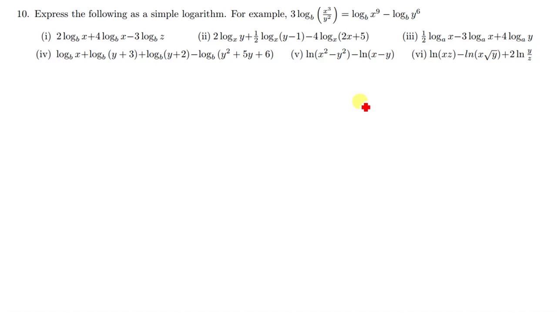Alright, let's quickly start solving this question 10. The question says express each of the following as a simple logarithm. For example, this logarithm can be expressed in that form. Now, how did they come to that, or how did they express this logarithm into that? It's simply just by collecting the like terms, and you simply have to understand the rules of logarithms.